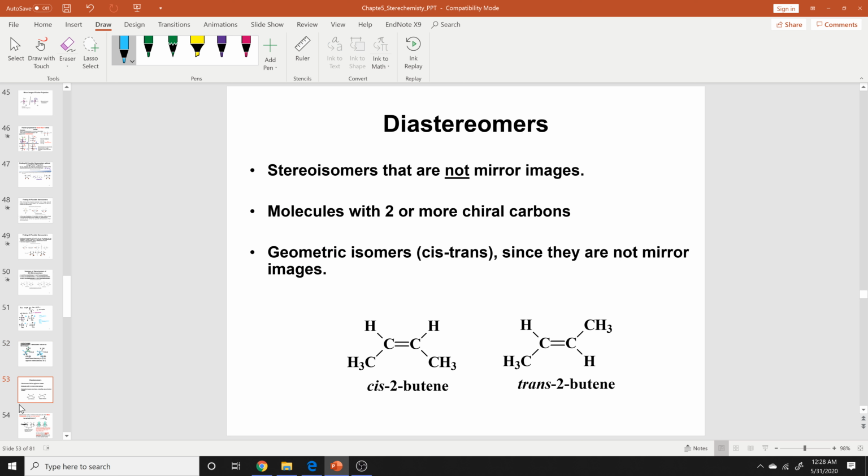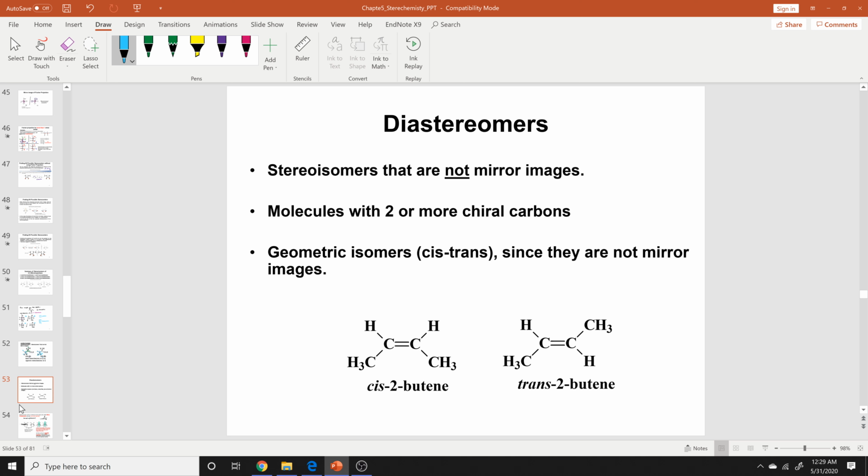So diastereoisomers, they are not mirror images of each other. And normally they occur with molecules with more than one chiral center. Because if you have one chiral center, then the molecule is going to have a mirror image, and that's it. Diastereoisomers start to form whenever you have the possibility of a second chiral center. So now you can do a rotation, you can rotate and get the diastereoisomer.